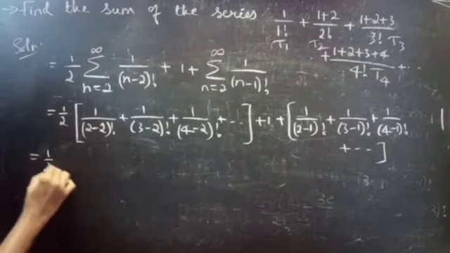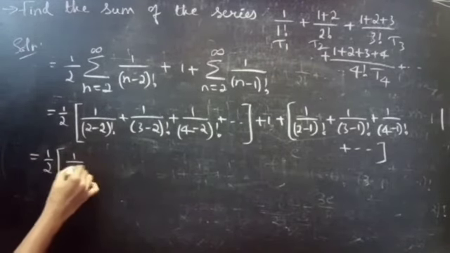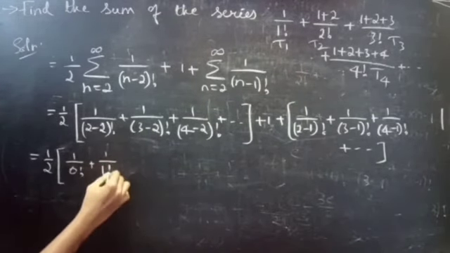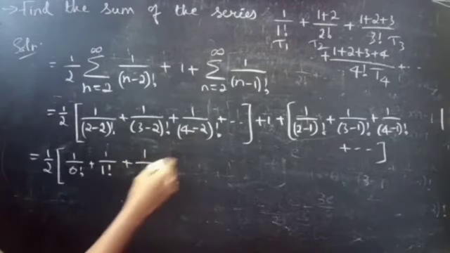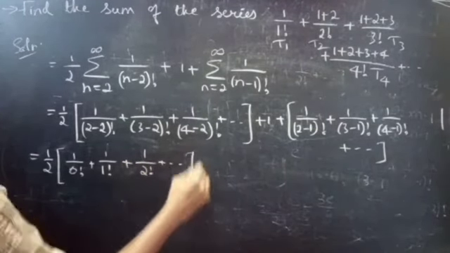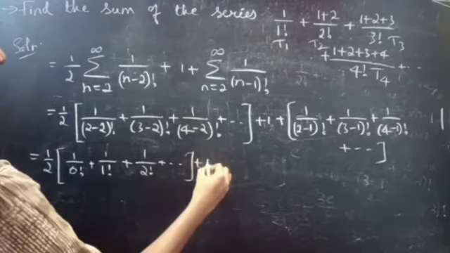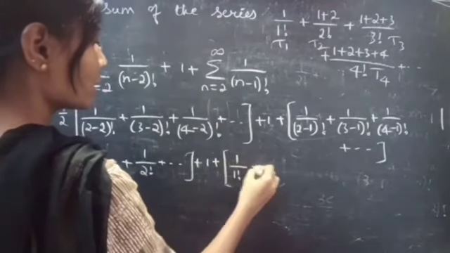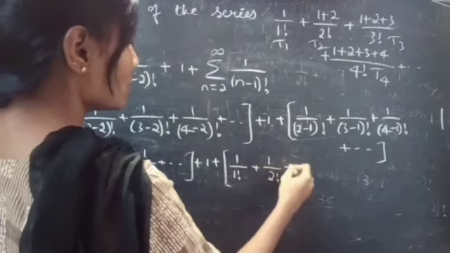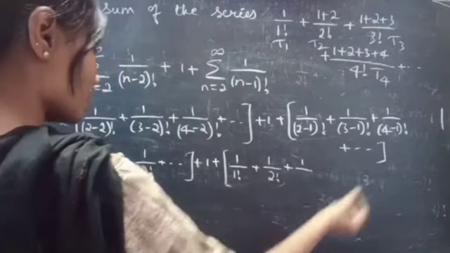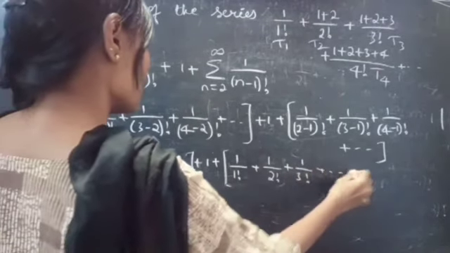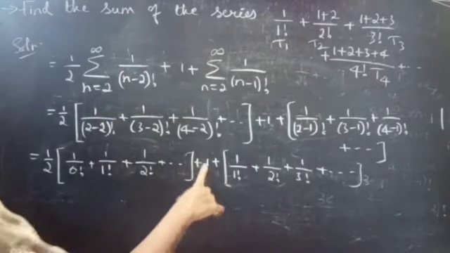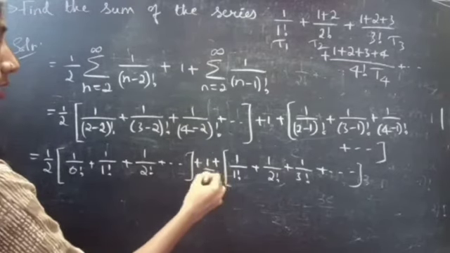So this equals 1 by 2 into 1 by 0 factorial plus 1 by (3 minus 2), 1 factorial, plus 1 by (4 minus 2), 2 factorial, plus so on, plus 1 plus 1 by (2 minus 1), 1 factorial, plus 1 by (3 minus 1), 2 factorial, plus 1 by (4 minus 1), 3 factorial, and plus so on. Since you're having 1 by 1 factorial, so you could change it as 1 by 0 factorial.